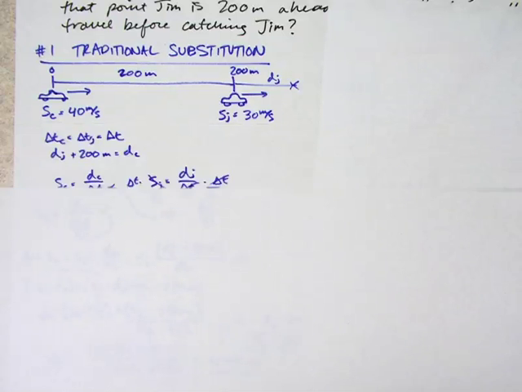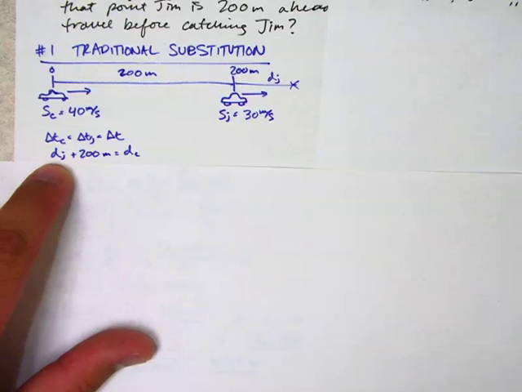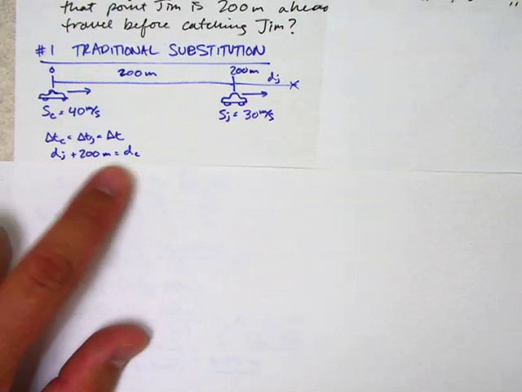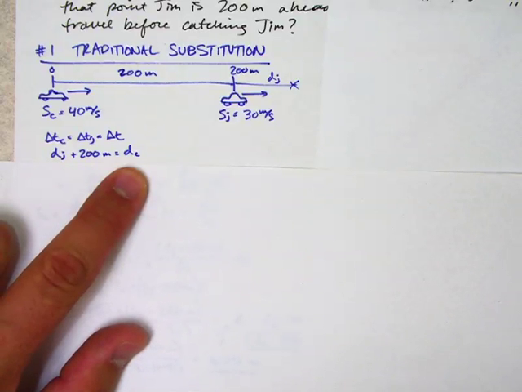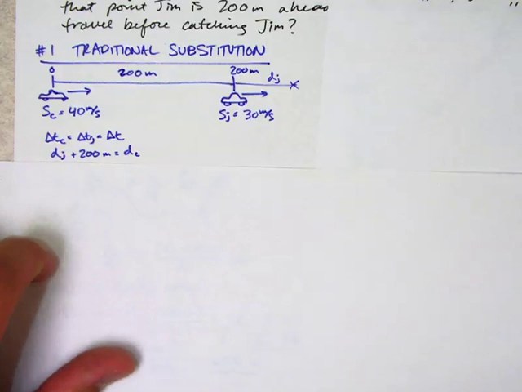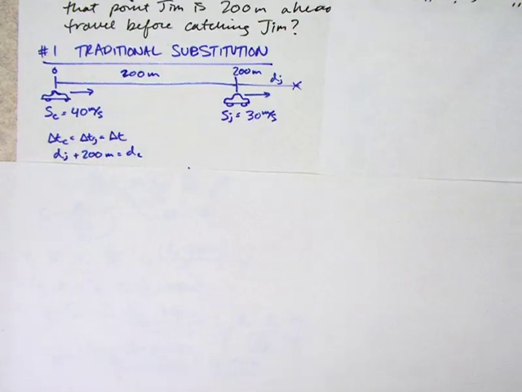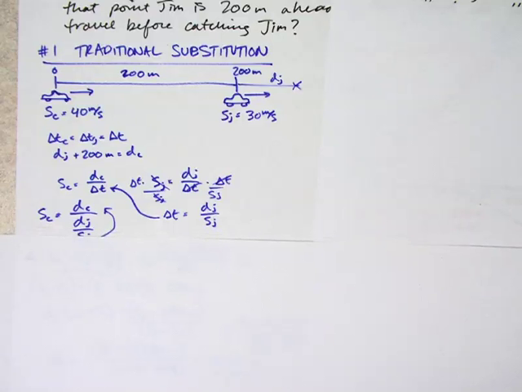So these are basically my givens. The other thing I know, besides that the distance Jim travels plus 200 meters is equal to the distance the cop's going to travel, is that they're going to travel for the same amount of time. So really, I have one time in this problem, which I'm going to call delta t. Then in my guess steps, I'm going to start with my equations.